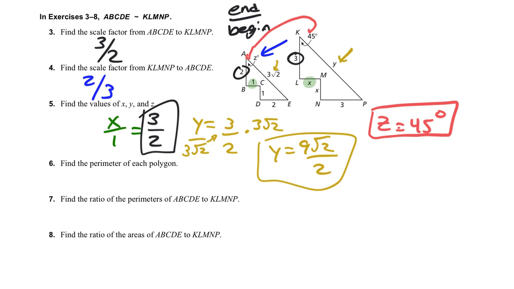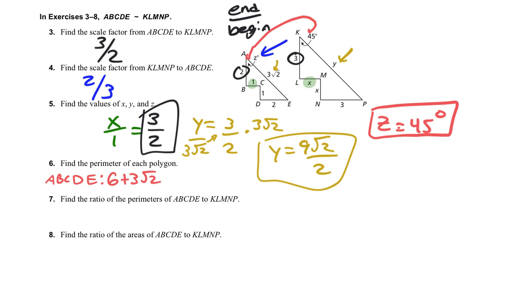All right, perimeter of each polygon. So what happens, I can look at my first polygon here, right here, and I can add all these together. 2 plus 1 plus 1 plus 2, and that's going to give me 6. So the first one, A, B, C, D, E, that one's perimeter is going to be 6 plus that extra 3 square roots of 2.